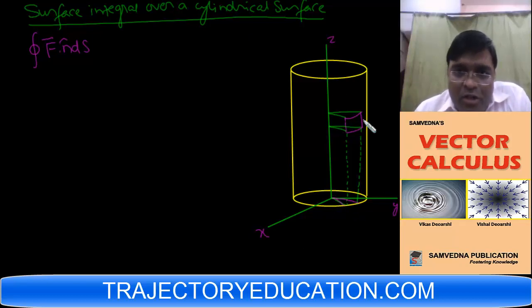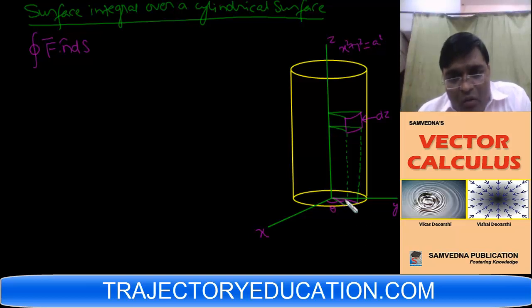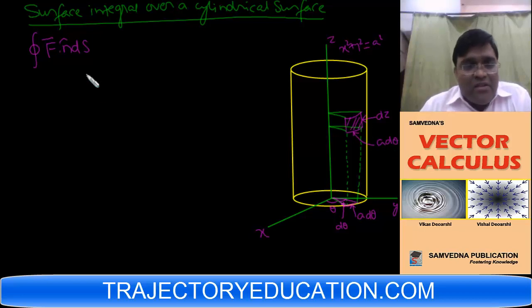What is this? Say this is equal to dz. And what is this equal to? If I take this angle as theta, and the cylinder is x squared plus y squared equals a squared, this will be d theta, and this particular length is going to be a d theta. So the magnitude of this dS comes out to be a d theta dz.